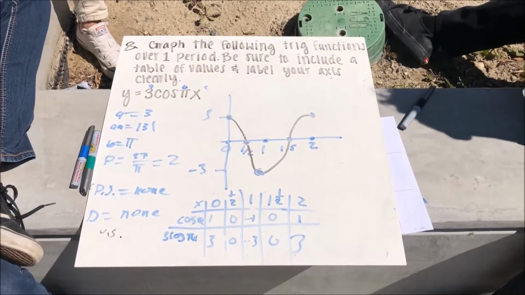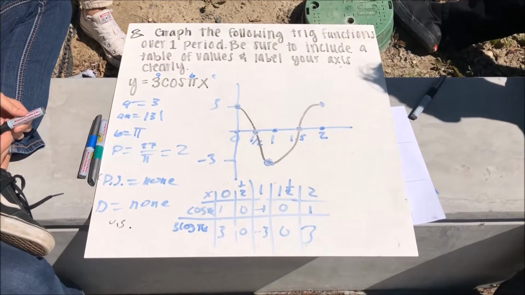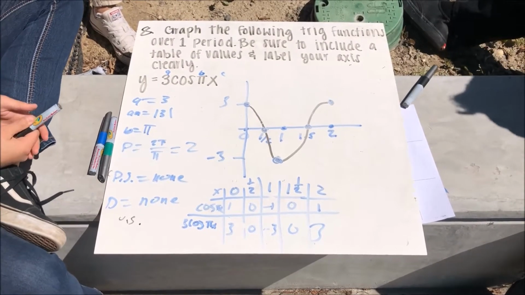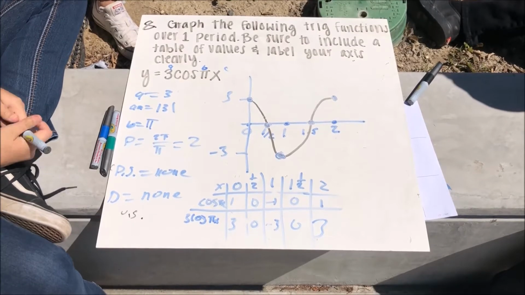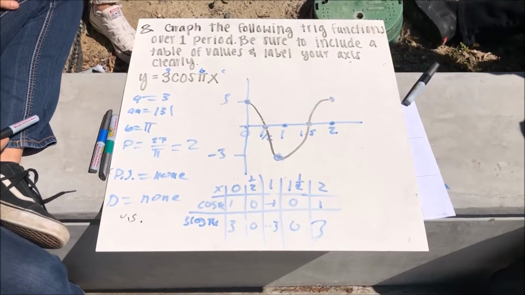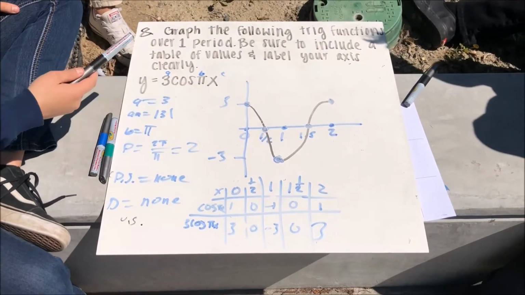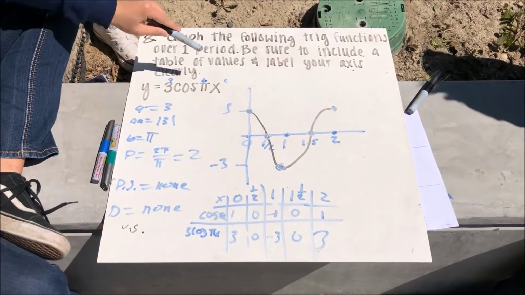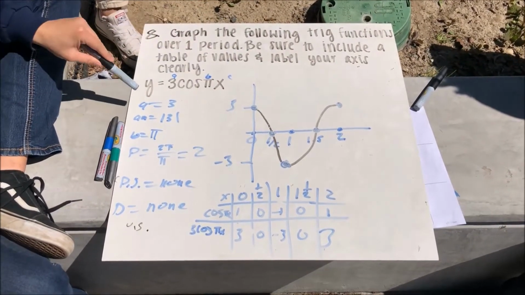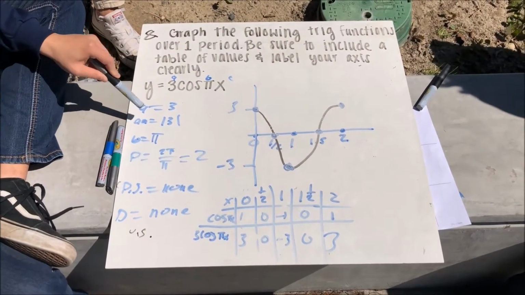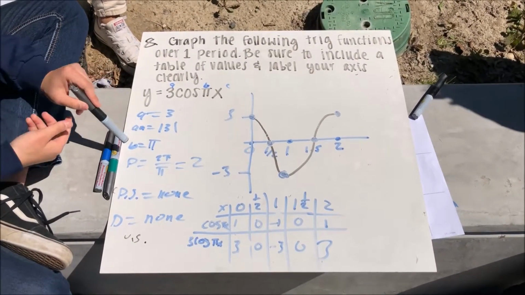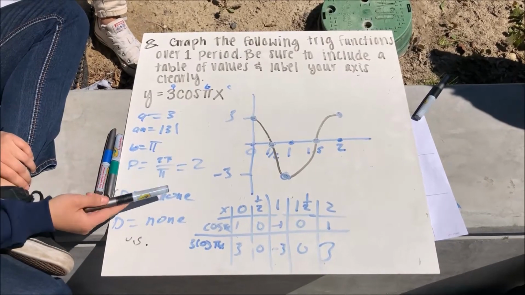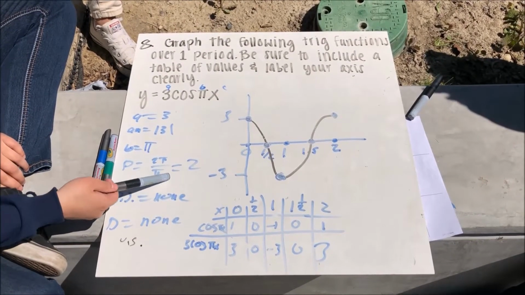So for number 8, it says, graph the following trig functions over 1 period. Be sure to include a table of values and label your axis clearly. So your equation is y equals 3 cosine pi x, and you have 3 values, which are your a value, your b value, and your c value. Your a value is 3, so your amplitude will be 3. Then your b value will be pi, and the equation for your period is 2 pi over pi, which you'll get 2.